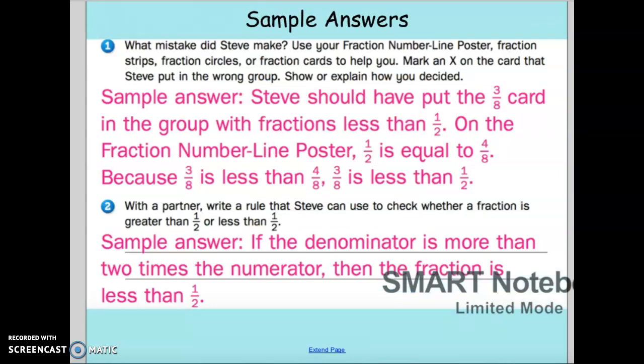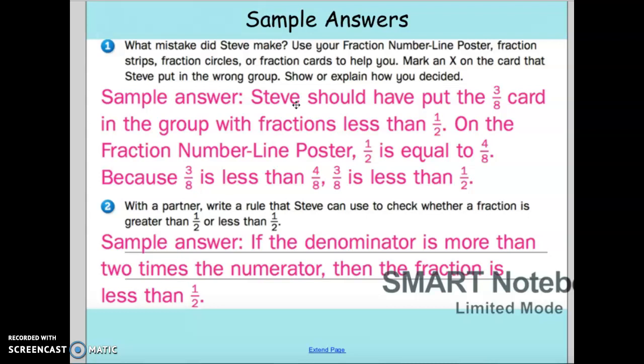You should have noticed that 3/8 is in the wrong spot. Sample answers include: Steve should have put the 3/8 card in the group with fractions less than 1/2. On the fraction number line poster, 1/2 is equal to 4/8. Because 3/8 is less than 4/8, 3/8 is less than 1/2. Again, you could have used fraction circles or fraction strips to make a similar comparison.